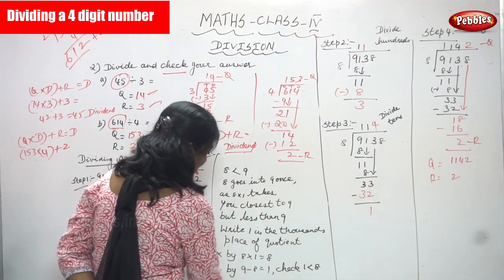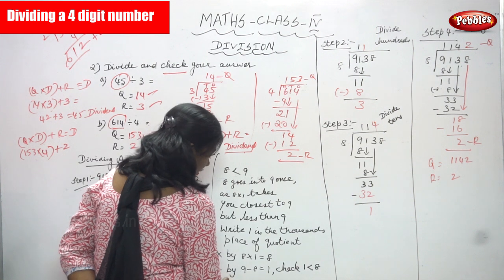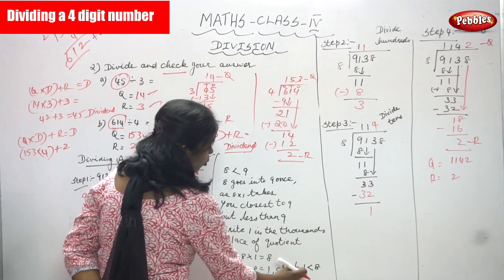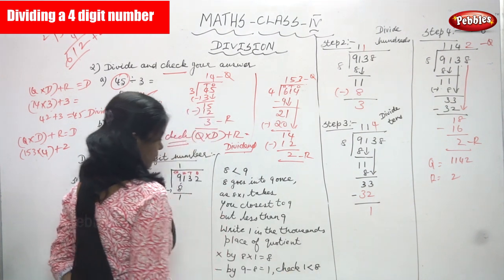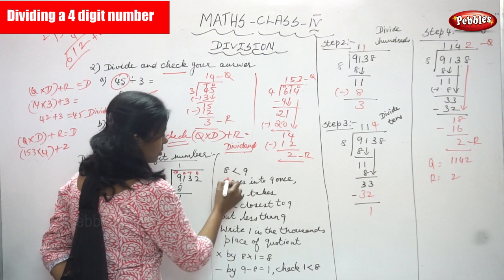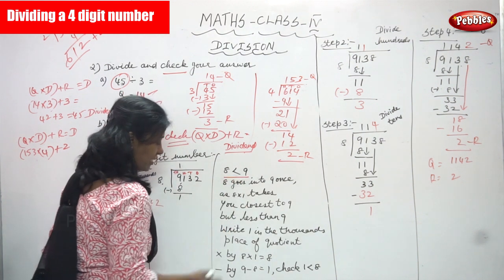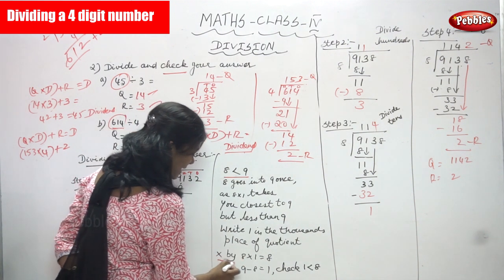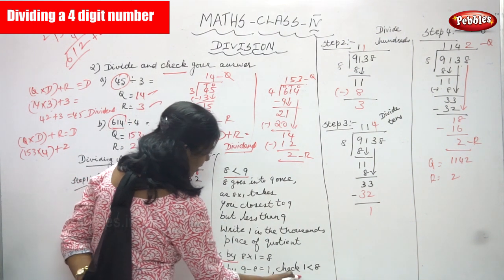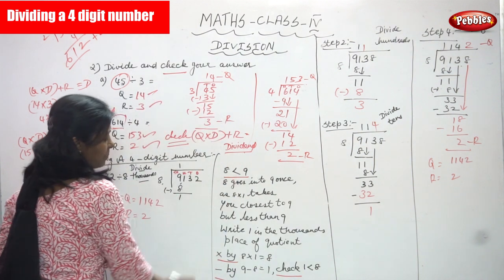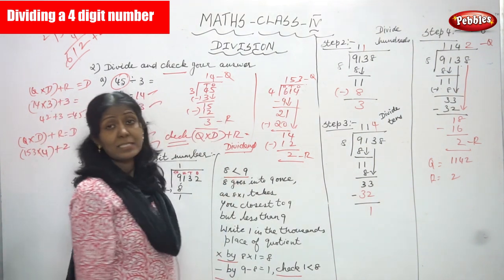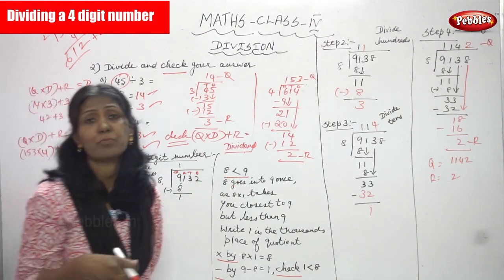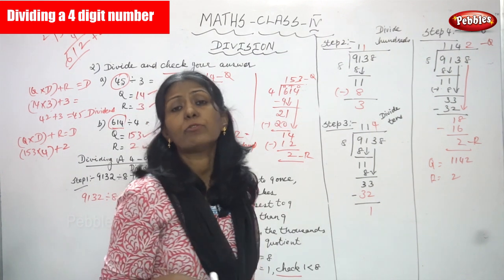Multiply: 8 into 1 is equal to 8. And subtract: 9 minus 8, you get 1. And after that, finally, check that 1 is less than 8. These are the steps that you're going to do. First, you have to compare. That is very important. Next, multiply, subtract, and check. So first you compare, multiply, subtract, and check. These steps are very important. For each and every step, step 1, step 2, step 3, and step 4, you have to follow the same steps.